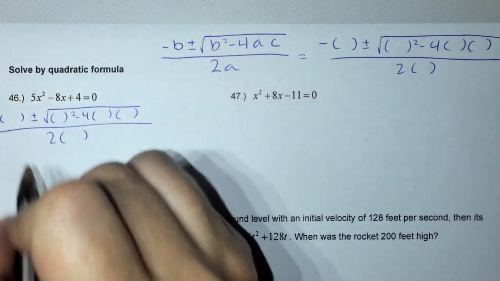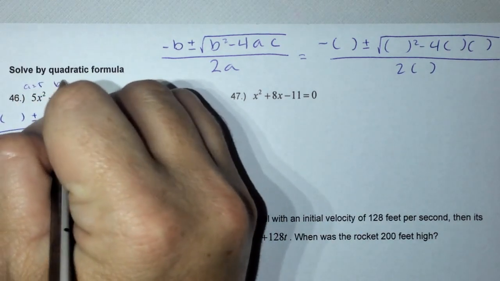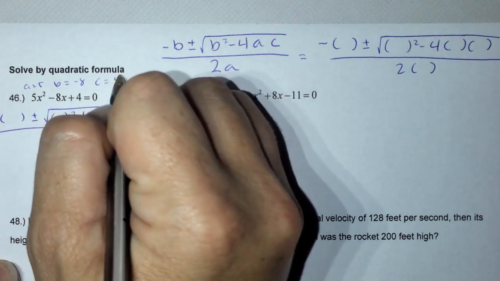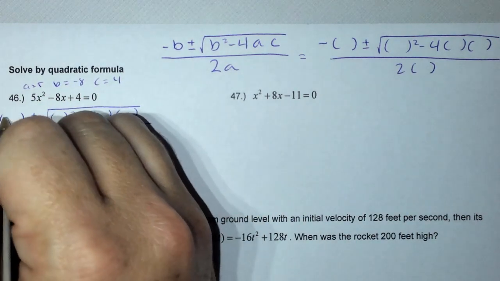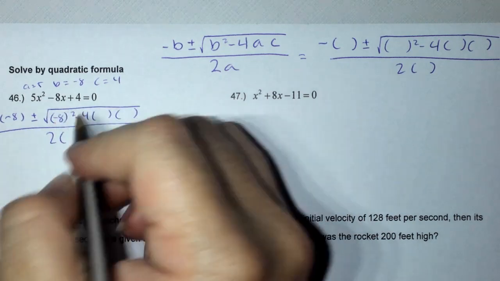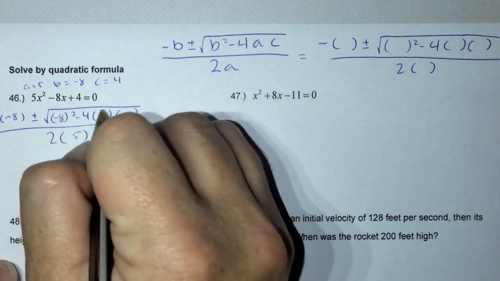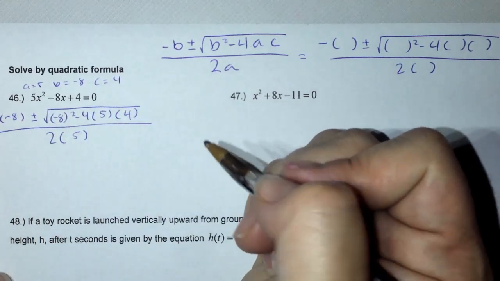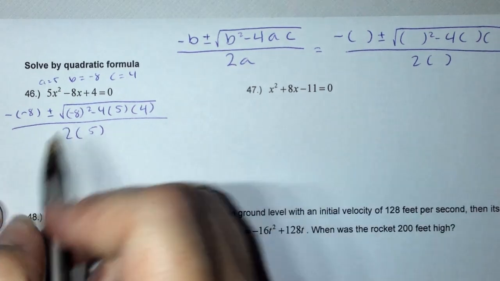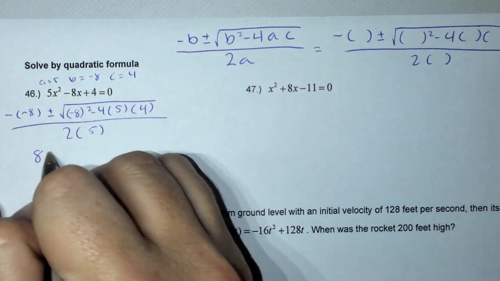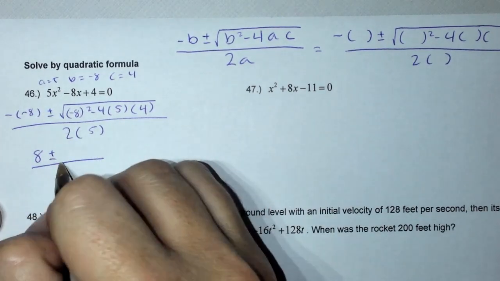So here a is 5, b equals negative 8, c equals 4. So b is negative 8, a is 5, 5, and c is 4. And we simplify the three different pieces. So double negative becomes positive. 2 times 5 is 10.